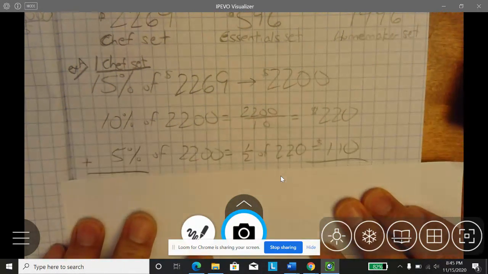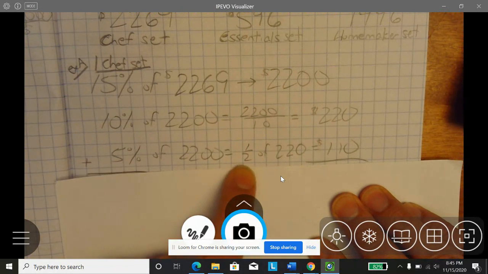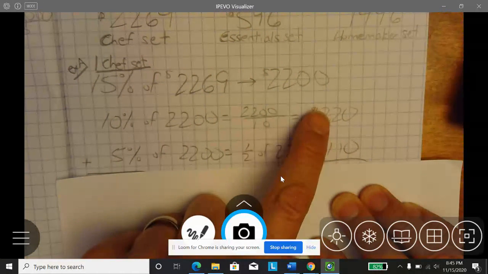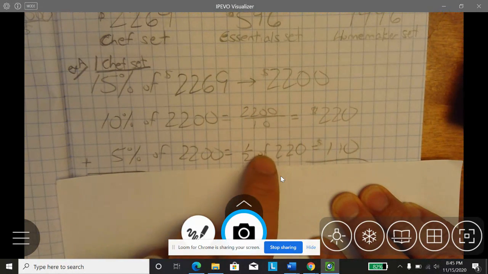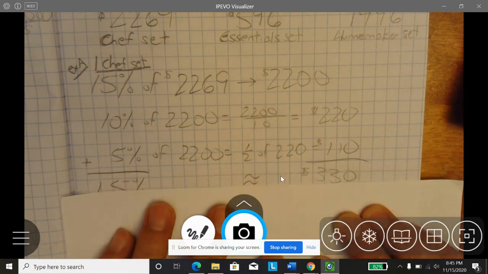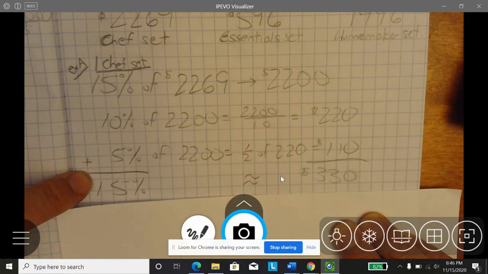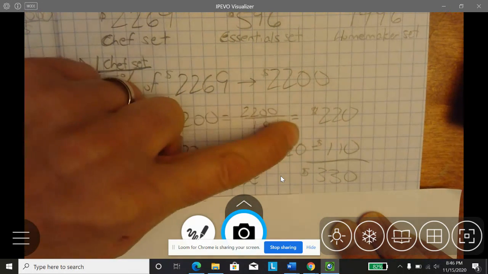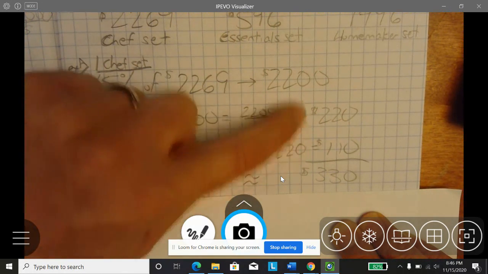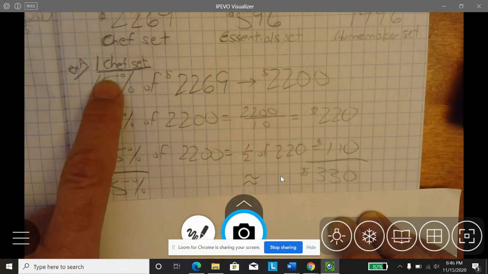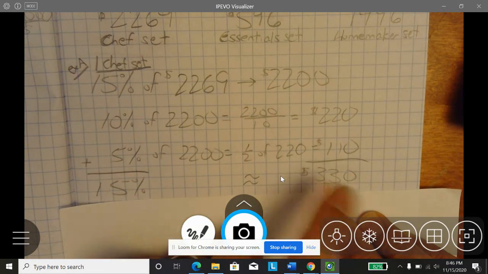Well, what's 5%? Well, 5% is half of 220, right? Because if this is 10%, then half of this must be 5%, because 5 is half of 10. And I know half of 220 is 110. So if I add 10% plus 5%, I get 15%. I know 10% is $220, and 5% of this amount is $110. If I add those together, I get $330. In other words, if I sold a chef set, I would get $330 to myself.